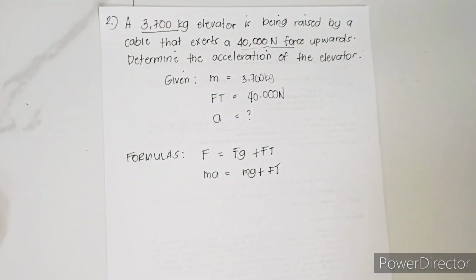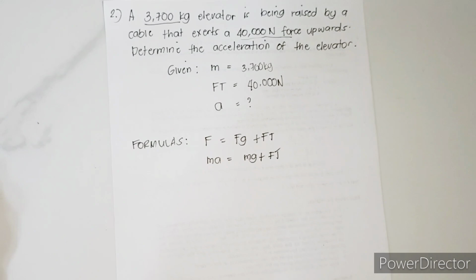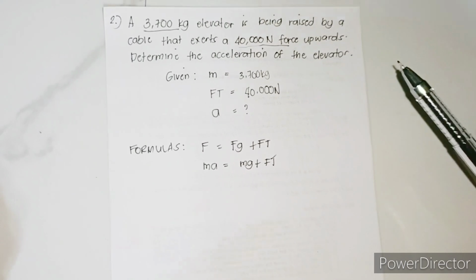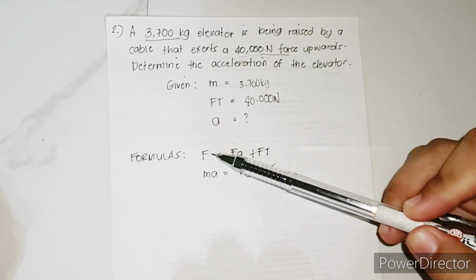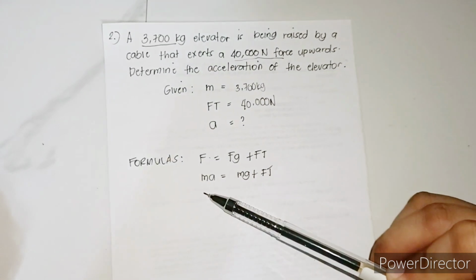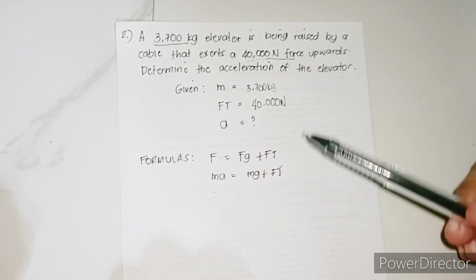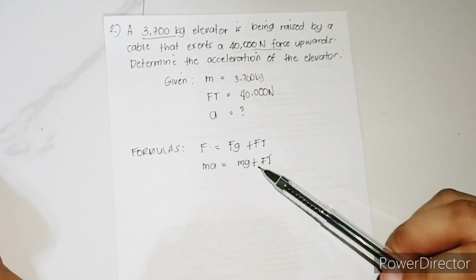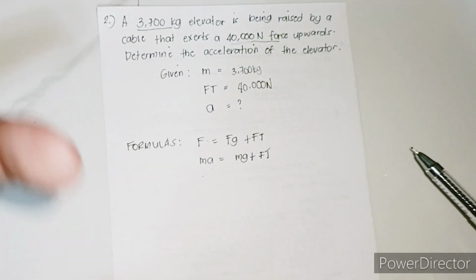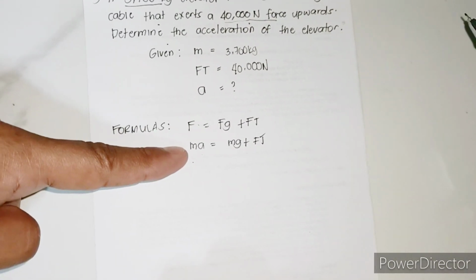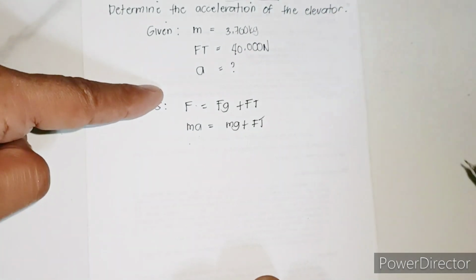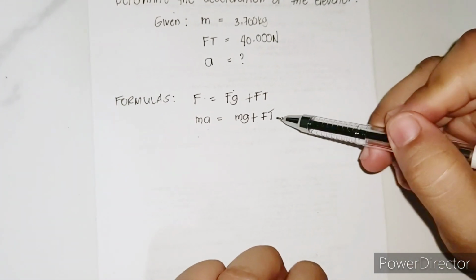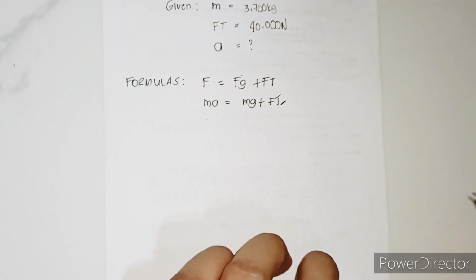Next, anong formula ang gagamitin natin? We will be using force is equal to gravitational force plus tension force. Pero alam din natin that force is equal to mass times acceleration. Since equal sila, ibig sabihin, equal din ito kay mass times gravity plus tension force. Acceleration ang ating hinahanap, kaya ito muna ang gagamitin natin.